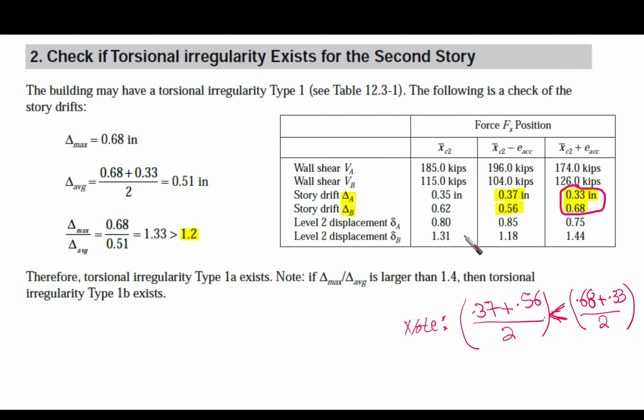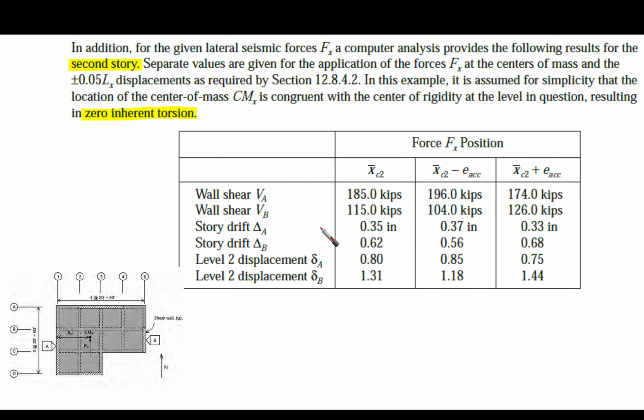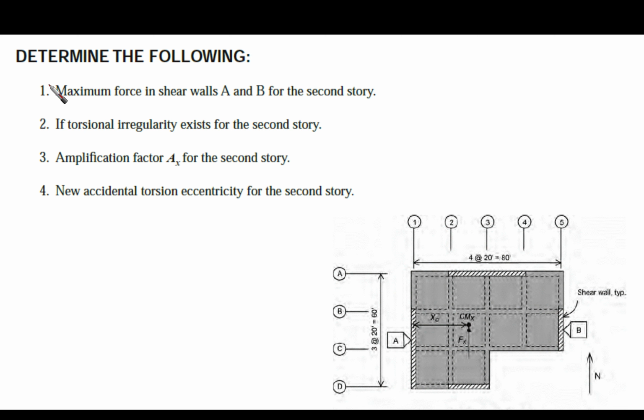Okay, now let's go back again to our case. We have all the information now for the shear, the story drift, and the absolute displacement. We're going to use all of them here. Now let's see what we should determine. We need four requirements. The first one is, what is the maximum force in shear walls A and B for the second story? So we're talking about the second story now, and we want to know what is the maximum shear at A and B.